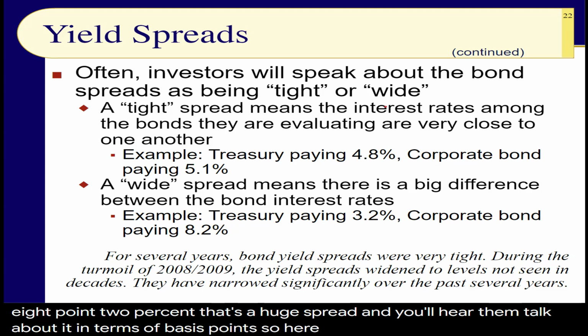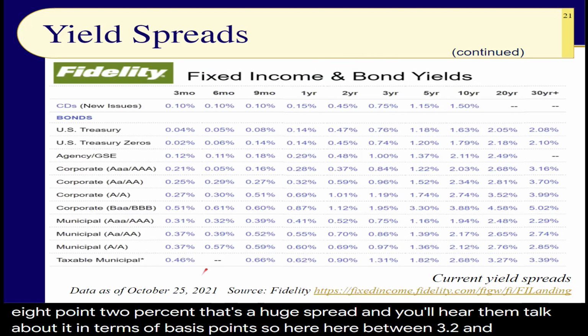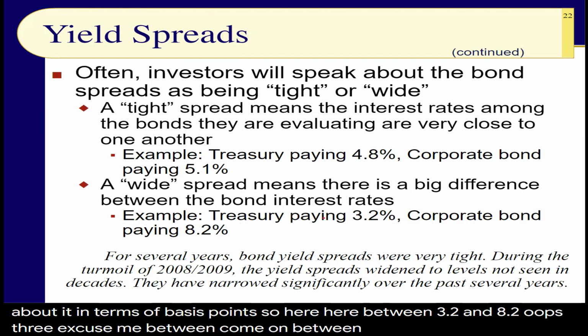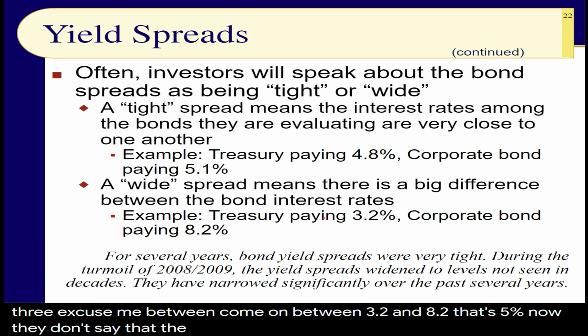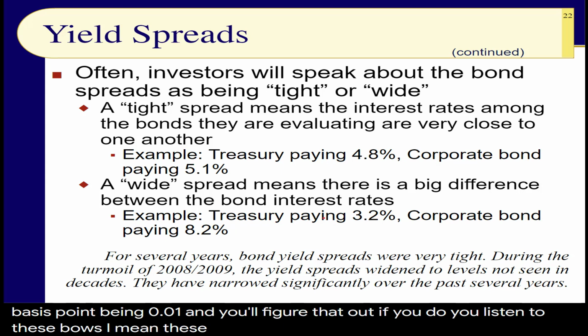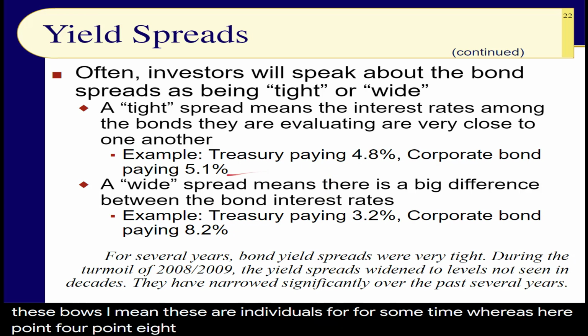So here between 3.2 and 8.2, that's 5%. Now, they don't say that. The pundits on the Internet and on the telly will say 500 basis points, 1 basis point being 0.01. And you'll figure that out if you listen to these individuals for some time. Whereas here, 4.8 and 5.1, that's only 30 basis points.